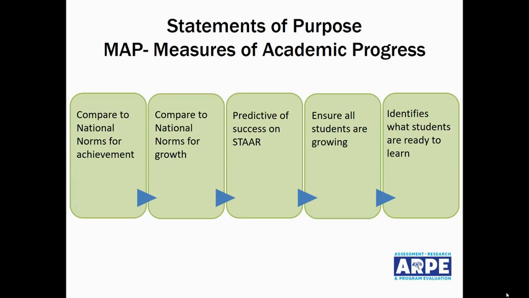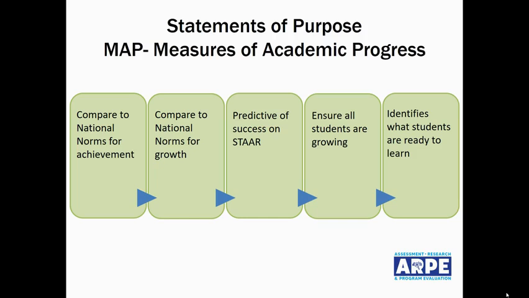What is our purpose for using MAP, or Measures of Academic Progress, in Plano? MAP measures student performance compared to national norms for achievement and national norms for growth. MAP results are highly predictive of performance on STAR. Because MAP is not grade level specific, it allows us to make sure all students are learning and growing year after year, not just students who are on or below grade level.